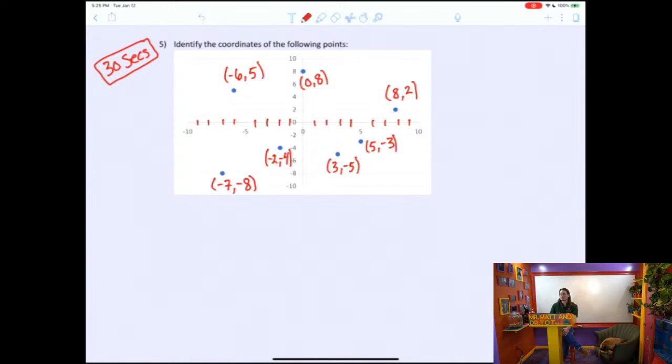So we have coordinate points, starting with the point all the way to the left, (-7, -8) relative to the origin. Moving right, we have (-6, 5), (-2, -4), and (0, 8). Notice that the last is on the y-axis, so it has an x-coordinate of 0. Moving right from the y-axis, we have (3, -5), (5, -3), and finally (8, 2). If you have any questions, please let me know.